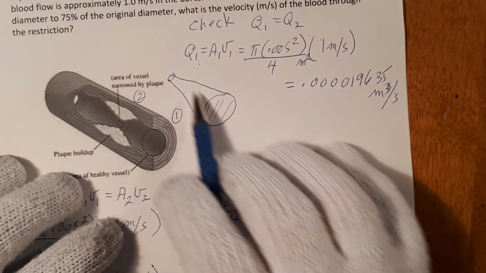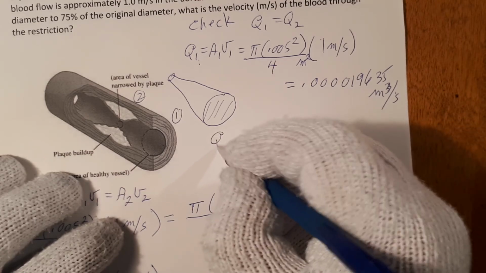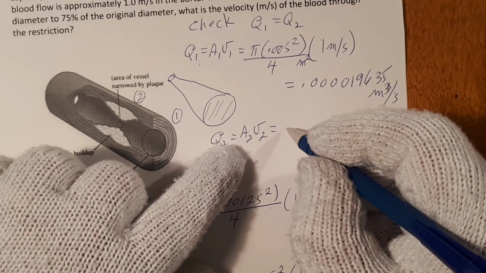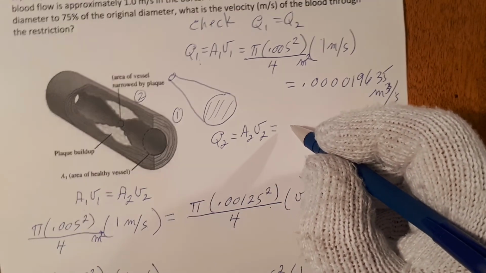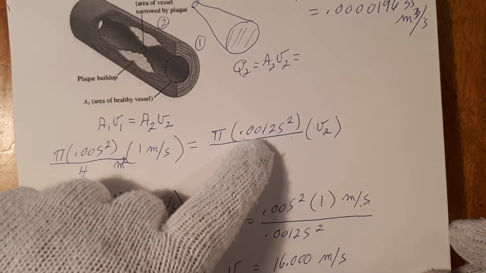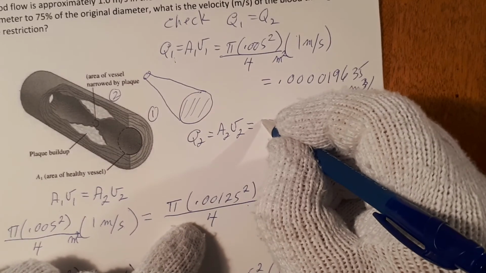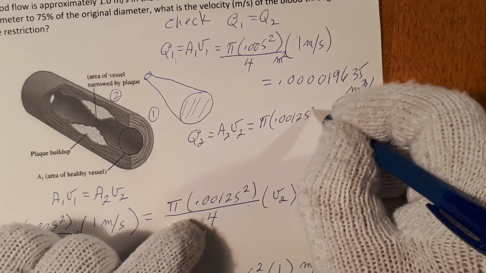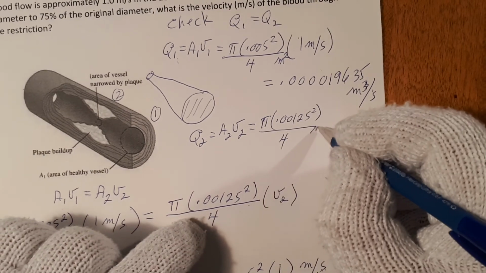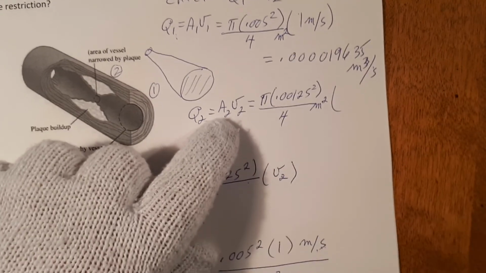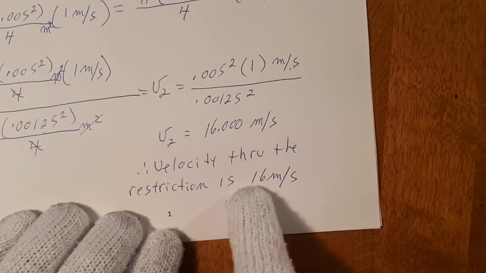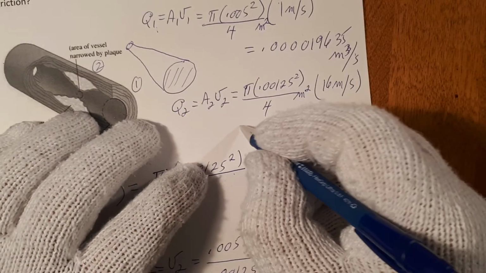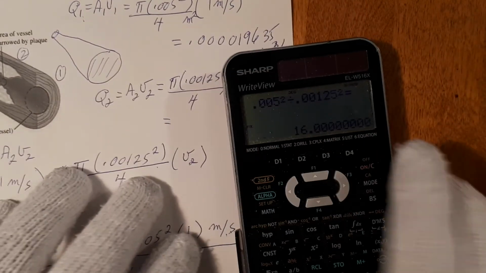Let's do that now for Q2, exiting. A2, velocity 2. A2 we had earlier to be this area. It's pi times 0.00125 squared, everything divided by 4, meter squared, times the velocity, which we calculated to be 16. Is equal to. Let's put that in our calculator.